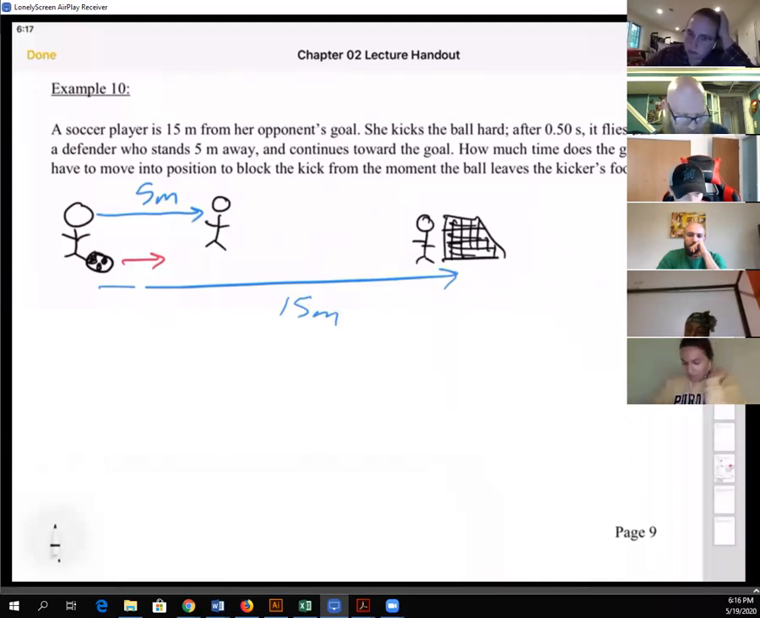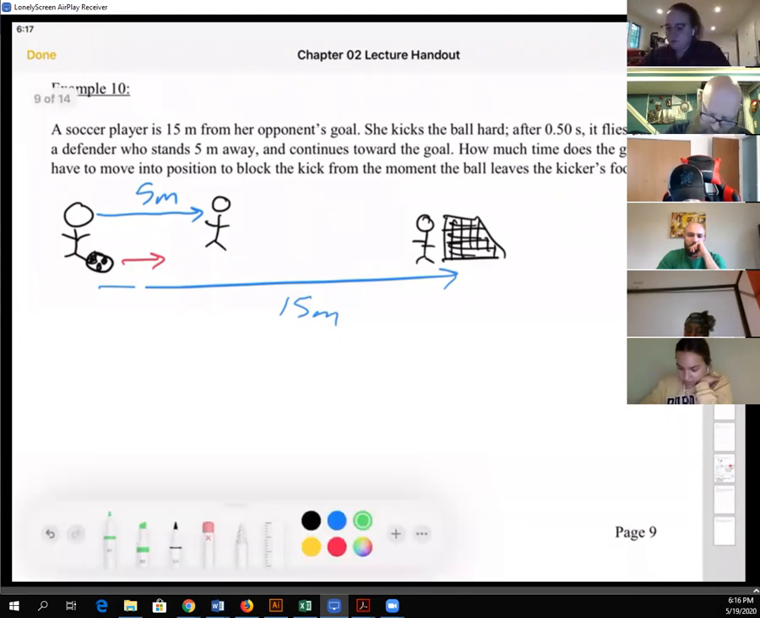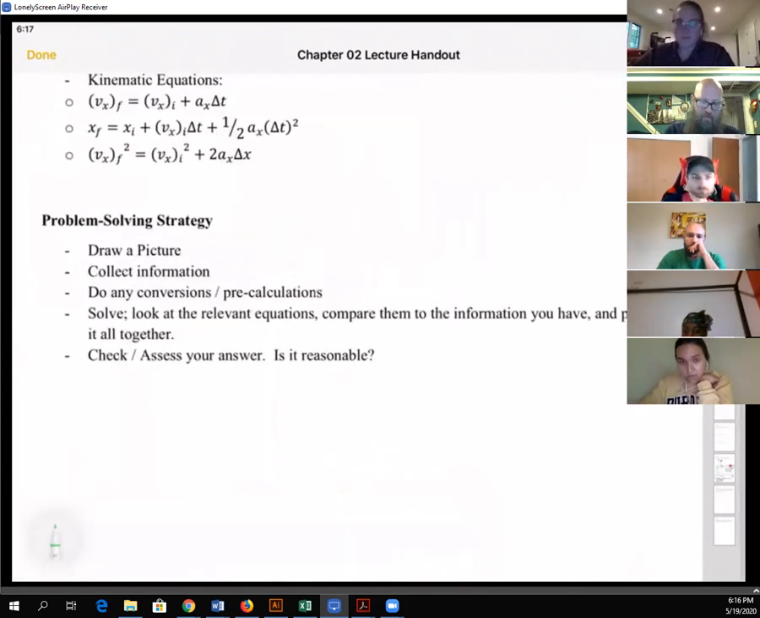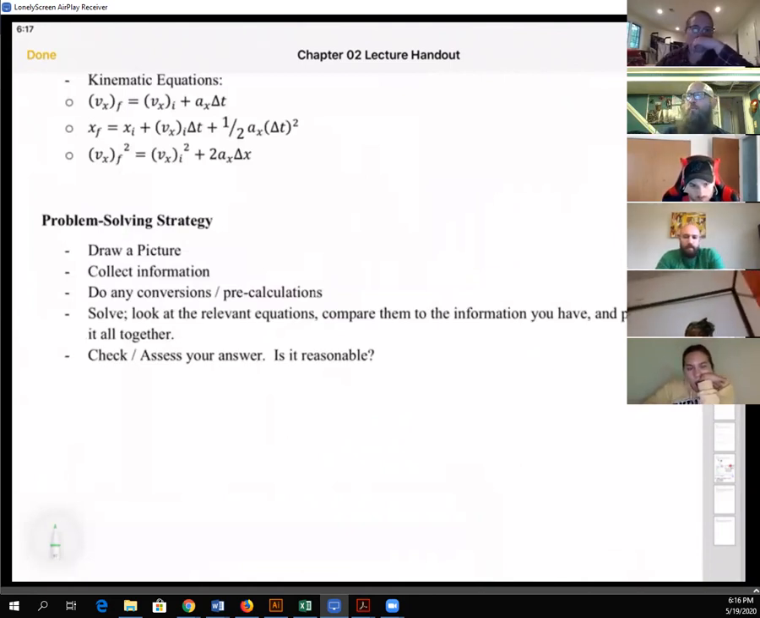Let's gather some information, so that's maybe our second step. By the way, I'm following this problem-solving strategy. This is a good place to start. If you look at a problem and you don't even know what to do, do this. Draw a picture. Collect some information. Figure out what the problem tells me. Convert things if you need to. Do any pre-calculations. Maybe you can calculate something that's not the answer, but will help you get to the answer. And then solve. I like that step.